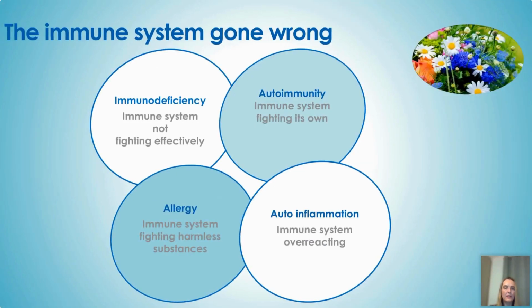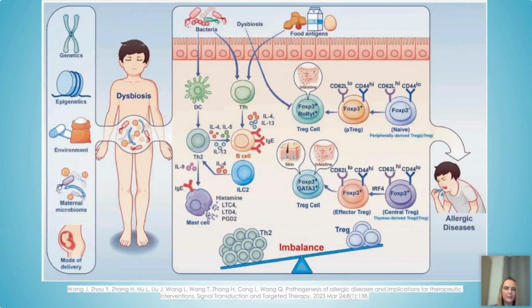And just looking at the immune system, you can get immune deficiency where the immune system is not fighting effectively, autoimmunity where the immune system is fighting its own, or allergy where the immune system is fighting harmless substances, or autoinflammation where the immune system is overreacting.